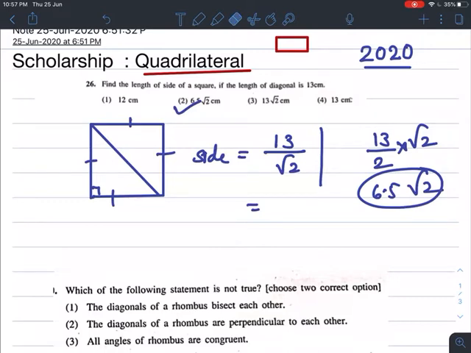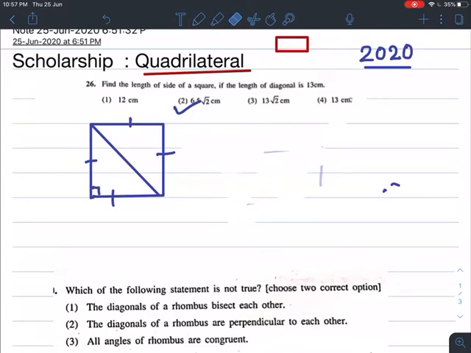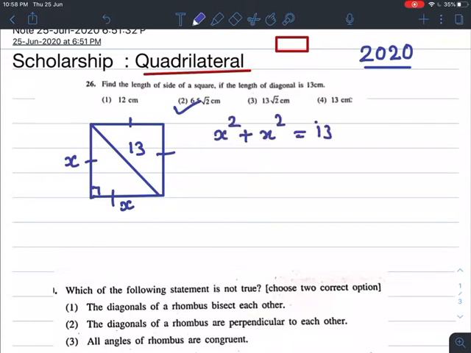This is the direct method. But I will tell you here the step by step method. Suppose the length of the side is x. Here it is given that the diagonal length is 13. We know the property of a square: all sides are equal. So we can solve by Pythagoras. x square plus x square is equal to 13 square.